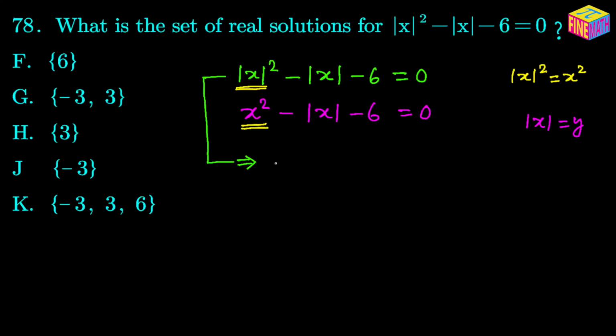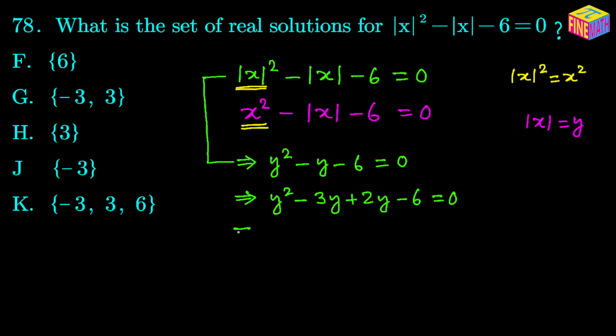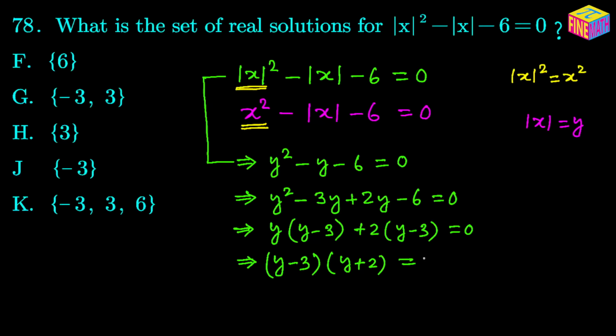So the first term would be y squared, so y squared minus y minus 6 is equal to 0, and then if we do the factoring, how is it going to look? It would be y squared minus 3 times y plus 2 times y minus 6 is equal to 0. And then clearly we have y as a common factor, then y minus 3 plus 2 as a common factor, and then y minus 3. And from here what do we get? We get y minus 3 times y plus 2 is equal to 0.